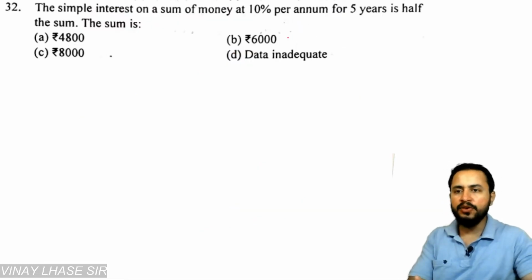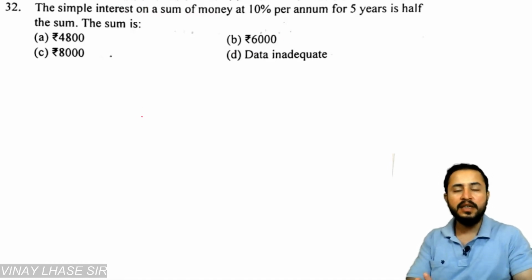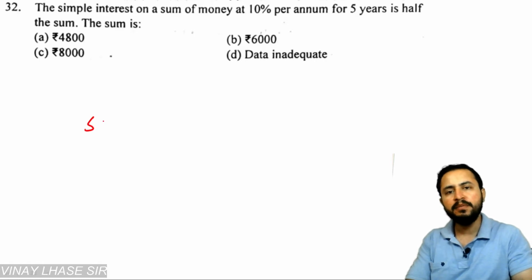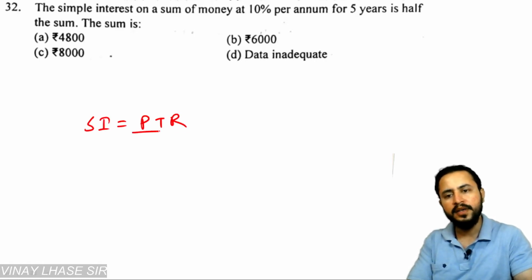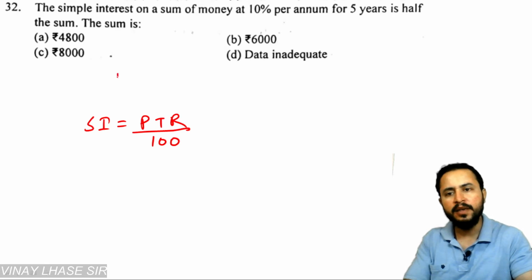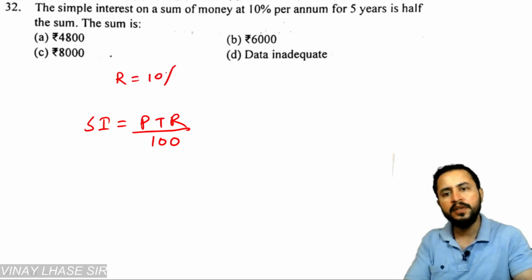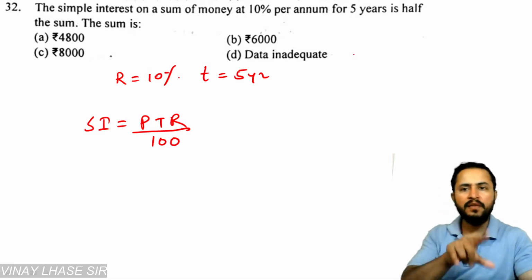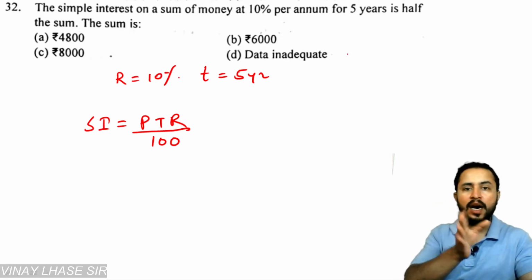Next question is asked about the simple interest. The simple interest on a sum of money at 10% per annum for 5 years is half the sum. Dekho simple interest mein sabse pehle simple formula you have to use, SI is equal to PTR upon 100. Ye simple sa formula aapko karna hoga use. Rate is given, that is nothing but 10%. 5 years aapko timing diya hai, 5 saal ka, theek hai? Ye half the sum kya hai? It is the simple interest on a sum of money is half the sum.